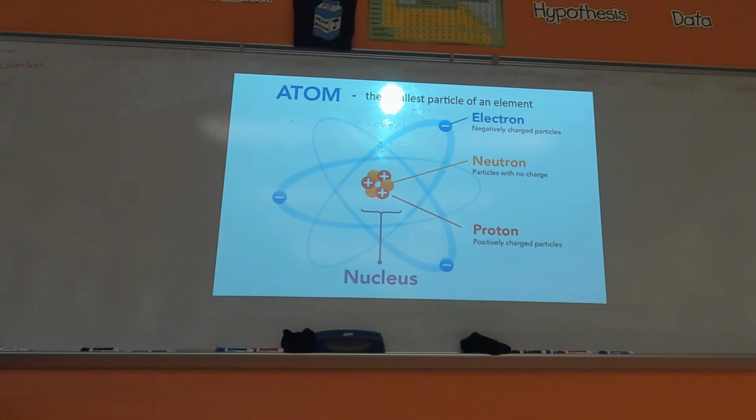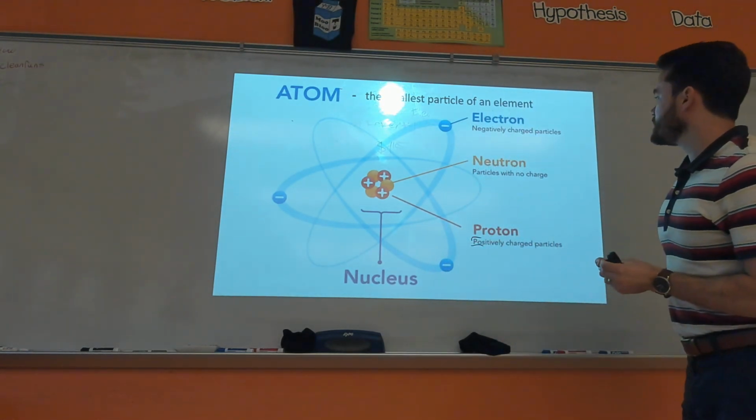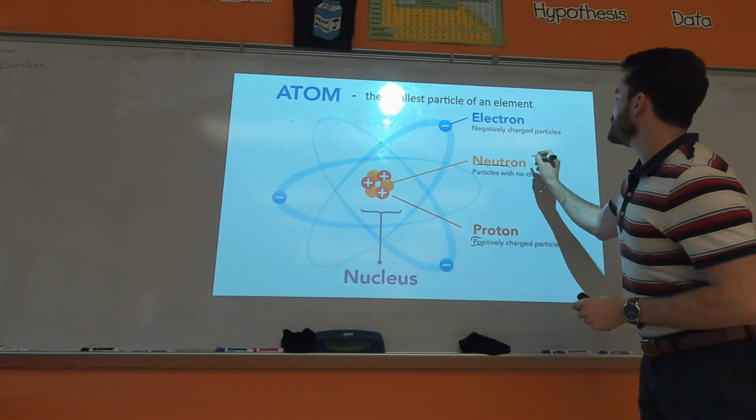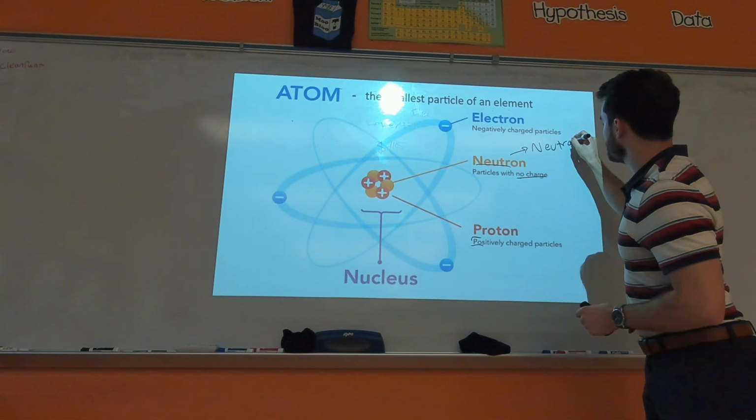The very center part of the atom is what we call the nucleus. So the nucleus has two main things, the proton and the neutron. The protons are going to have a positive charge. I remember that because proton starts with P, so P for positive. Neutron is neutral, as in has no charge, so neutral.